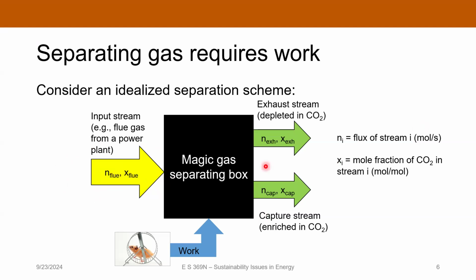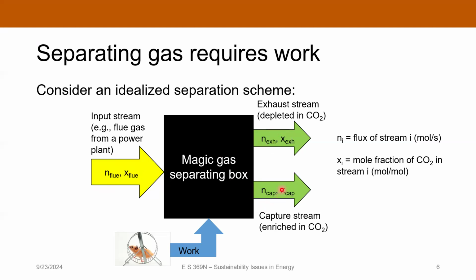And then we have a mole fraction of the CO2 in that stream. So we have a total number of gas moles, and then the mole fraction of CO2 is X, okay? Then it goes through some kind of a magic box, and we'll talk about what goes into that magic box later on, but let's just imagine that something happens in there that separates the CO2 from the rest of the gases. And then what comes out the other side are two different streams.